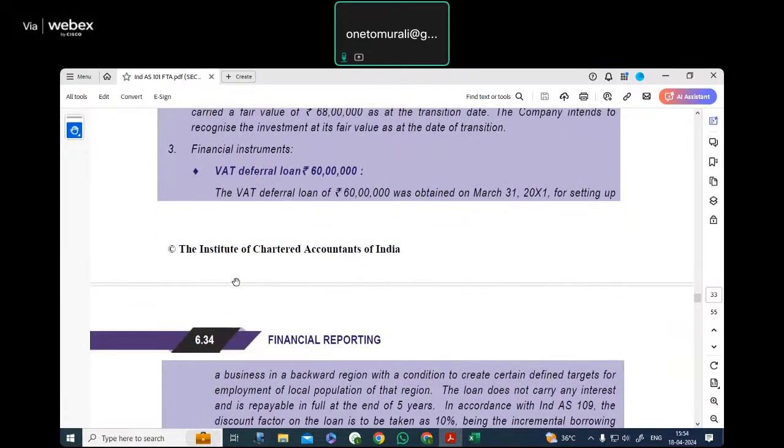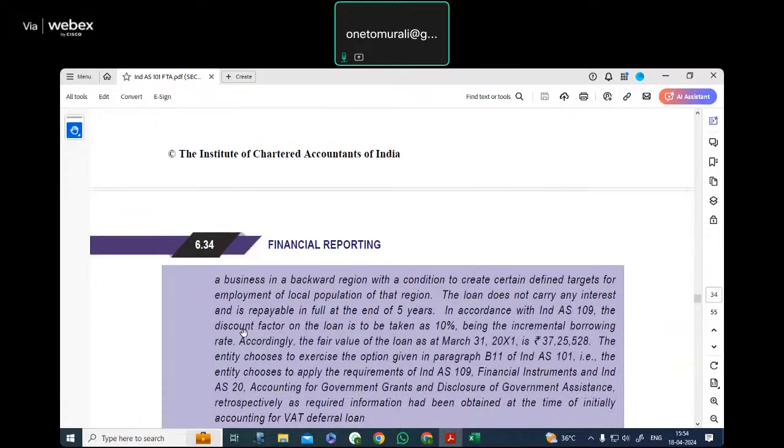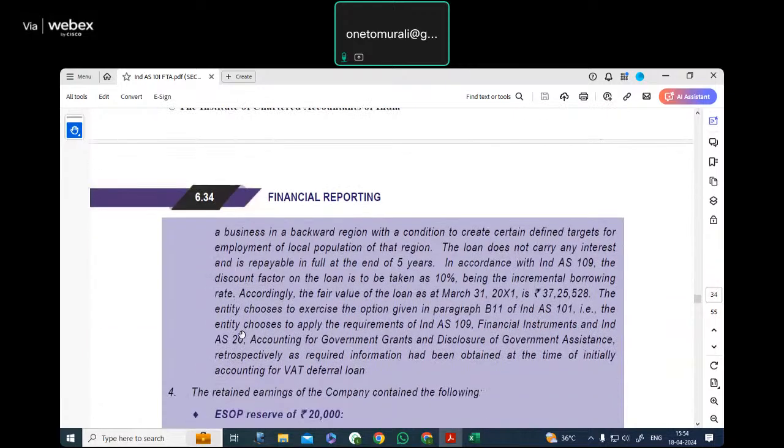Financial instruments, VAT deferral loan 60 lakhs. The VAT deferral loan of 60 lakhs was obtained on 31st of March 20X1 for setting up a business in a backward region, with the condition to achieve certain defined targets for employment of the local population of that region. The loan does not carry any interest and is repayable in full at the end of 5 years.